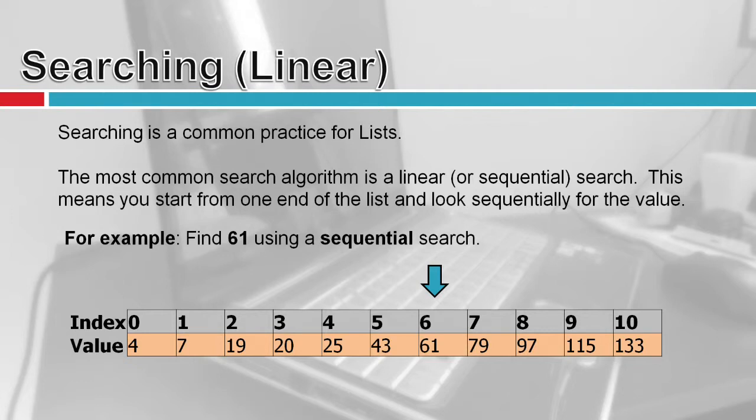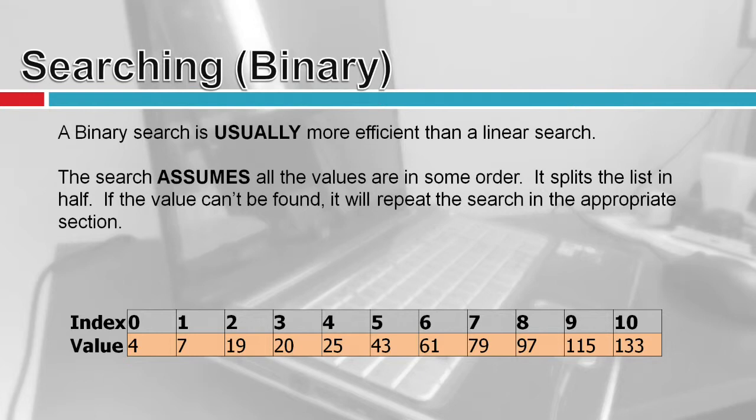So that's fairly straightforward. Start at one end. You can start at the other end and work your way backwards, but essentially a linear search starts at one end and keeps looking until you find it.